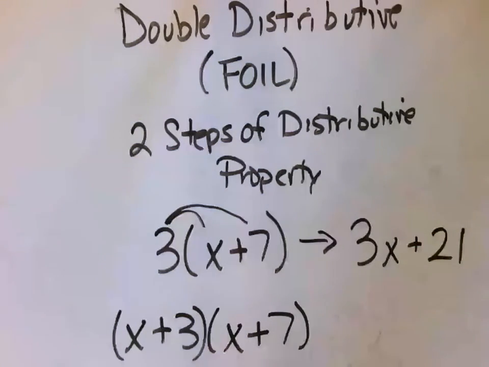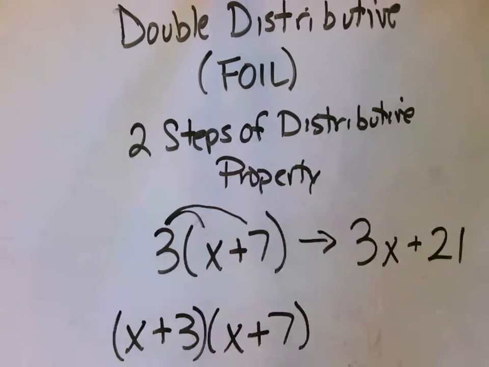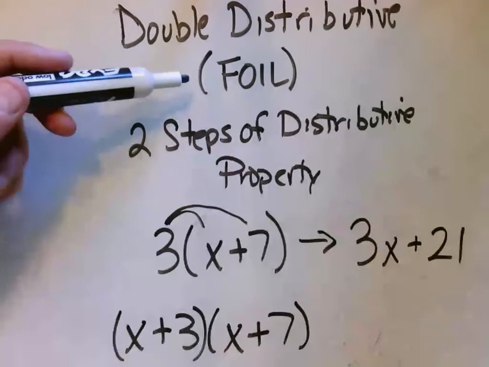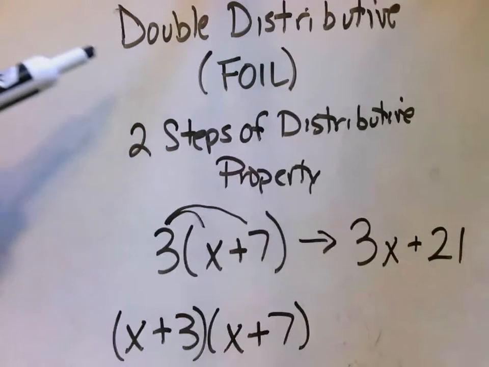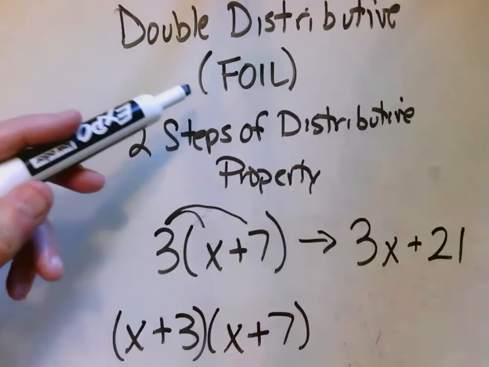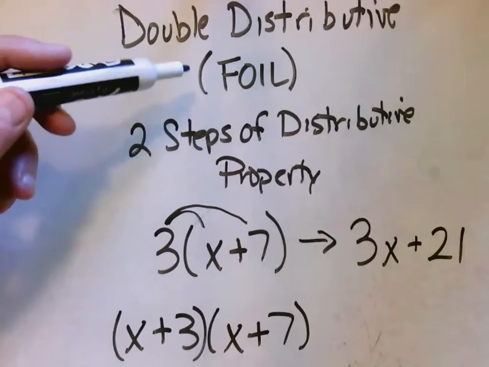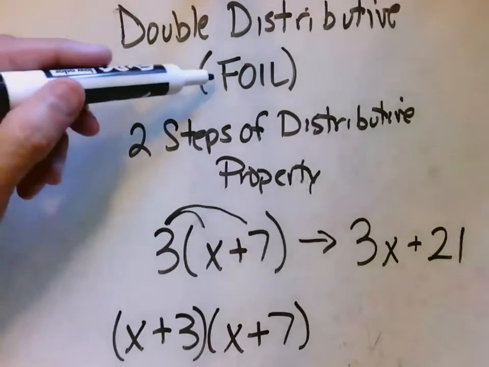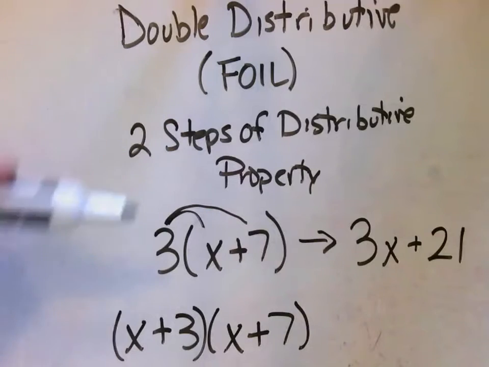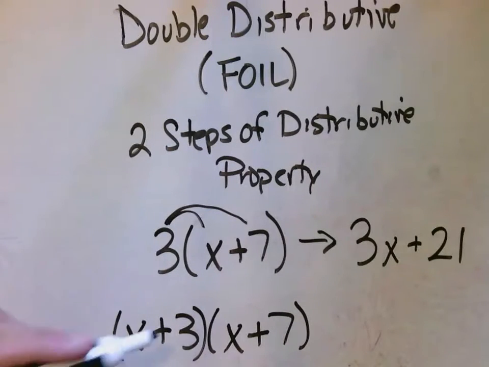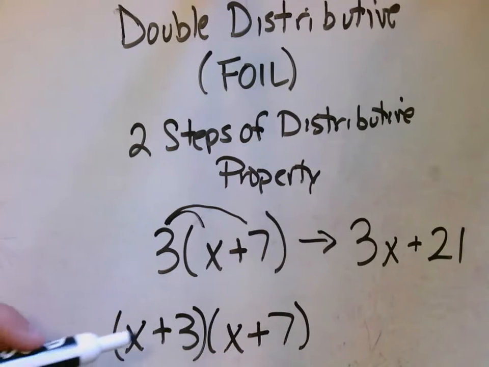Now, if you have an older sibling in high school, they may have learned this as FOIL. But we really want to talk about it as double distributive. Double distributive is actually what we're doing. FOIL is kind of the way to remember how to do it. So you may have a sibling that learned it this way, but it's the same thing. So we're going to show you what double distributive is real quick. This example on the bottom really shows us what we're going to do.